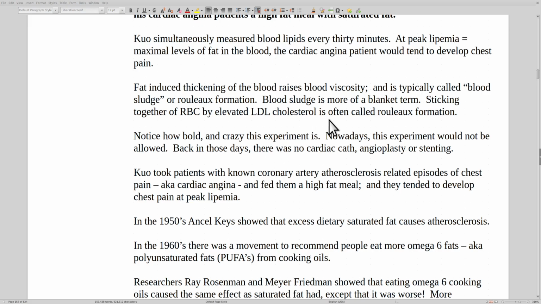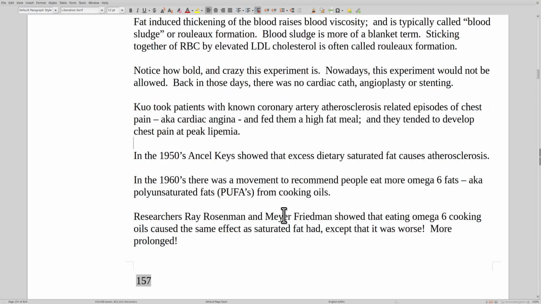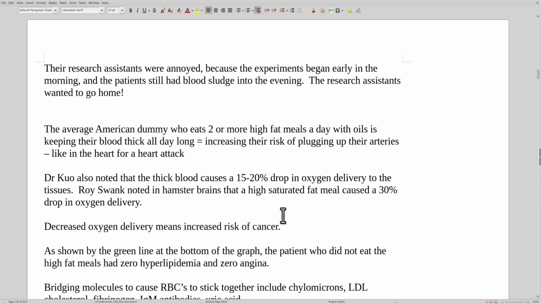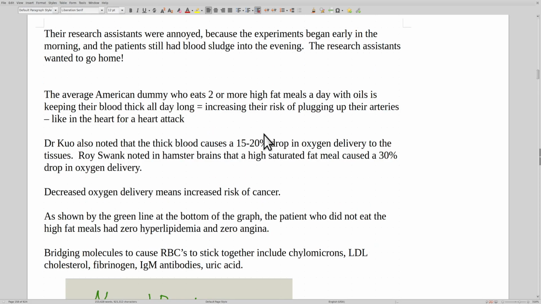Okay, let's see what else is interesting. Two researchers, Ray Rosenman and Meyer Friedman, showed that eating omega-6 cooking oils caused the same effect as saturated fat, except it was worse. And they were looking with an 80-fold magnification into the eyes. It was a real cool paper. You see the little small arteries disappearing after the high-fat meal.